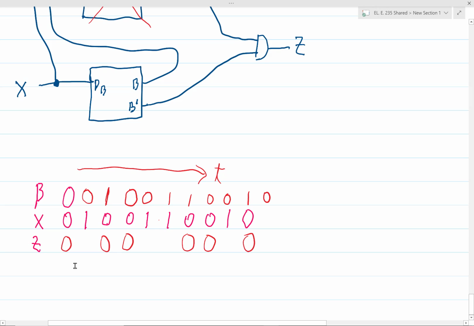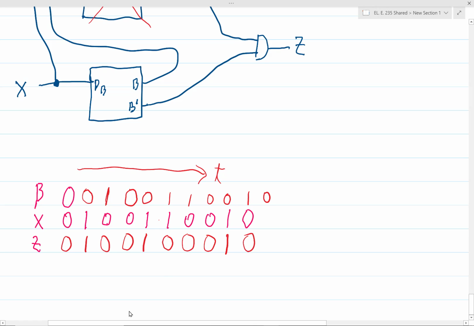Okay. Now, for the rest of these, let's see what we should have. B prime X here, okay, B is 0, so B prime will be 1, and 1 ANDed with 1 is 1. Likewise again, B prime X will be 1 ANDed with 1, which is 1. Here, B prime X, okay, 1 prime is 0, and 0 ANDed with 1 is 0. And then finally, B prime X is 1 ANDed with 1, which is 1.